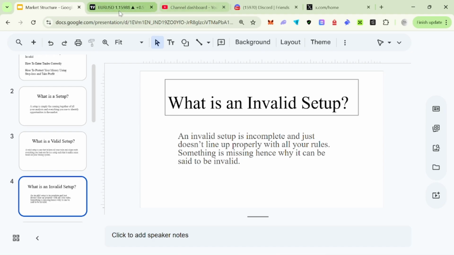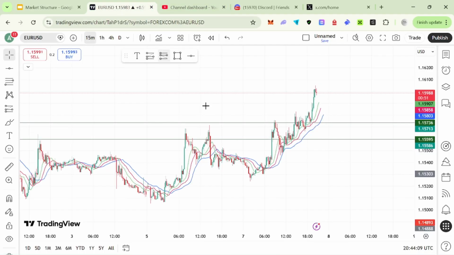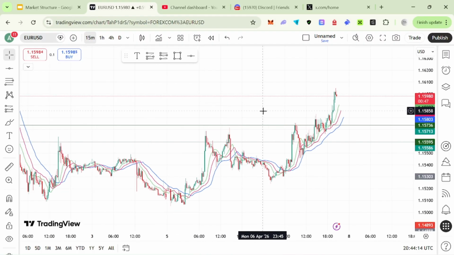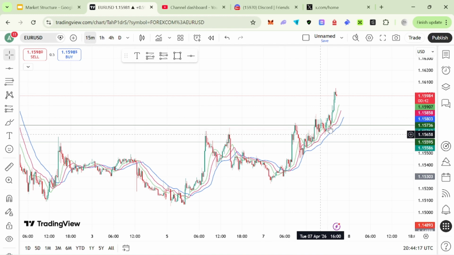Now let's go on the chart. So this was a valid setup. This was a valid setup because price actually went up, broke above this point and retested around here, making it a valid setup because price obeyed the zone of interest.